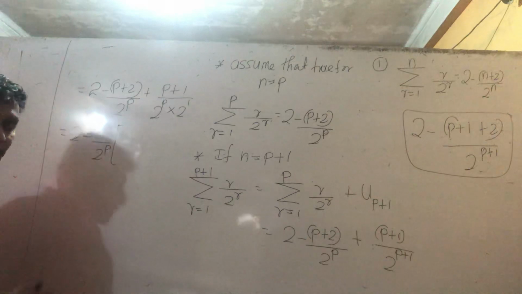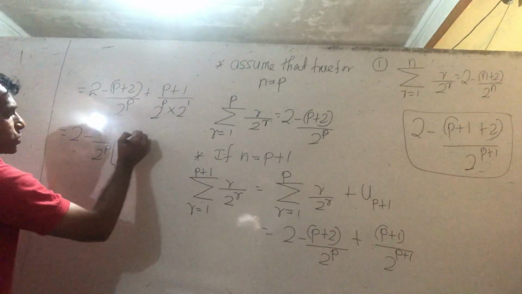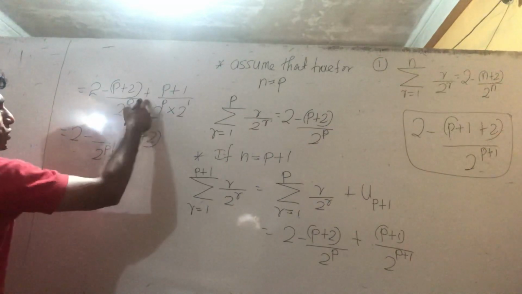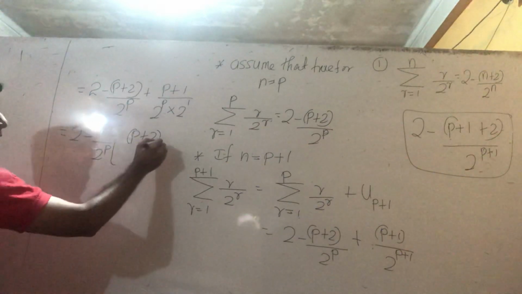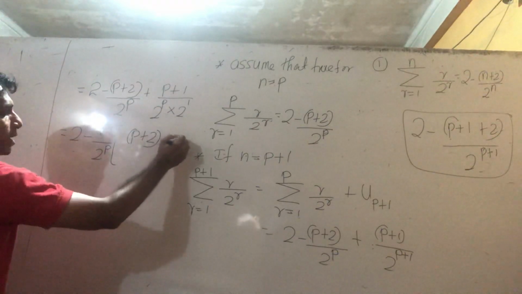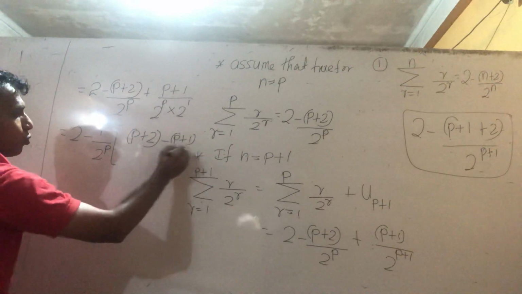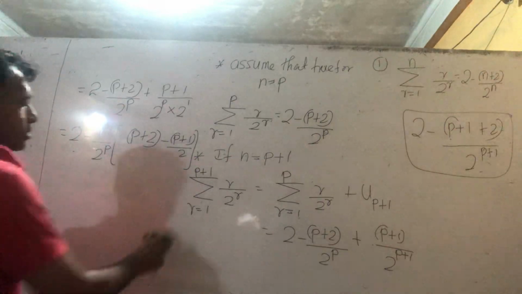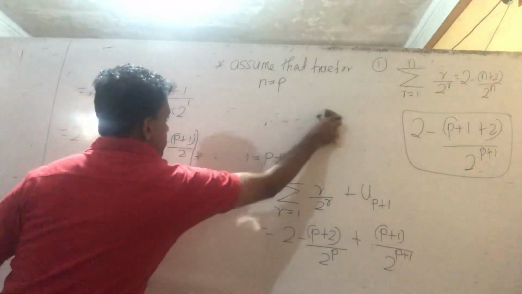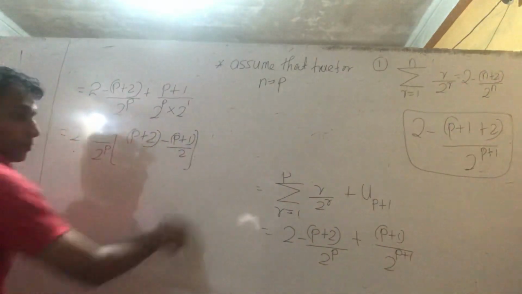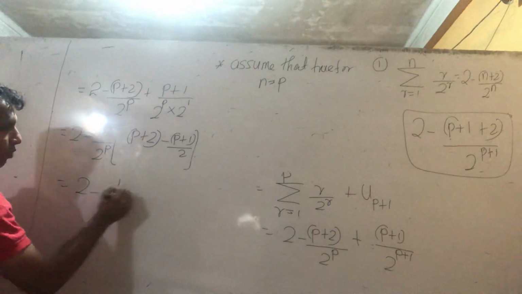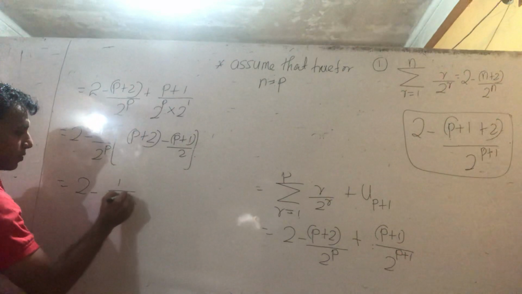Common factor, take that one. So here p plus 2. Okay, your positive, I use minus out, therefore minus p plus 1 over 2, is it? Okay, so simplify that. Then what happened? That is 2 minus 1 over 2 to the power p.